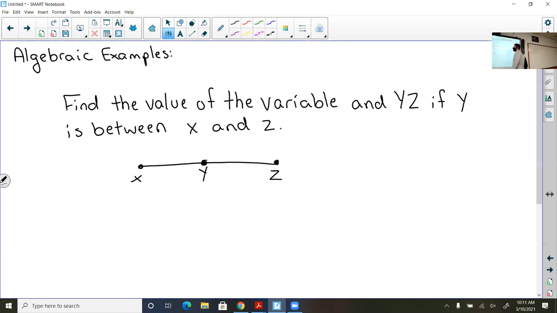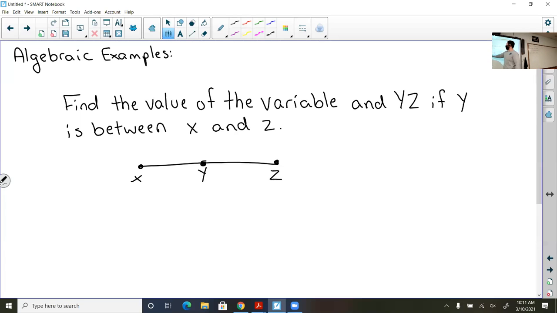So that's just my picture. I put it relatively in the middle because I want to give myself enough space for my labels, but it does not say anywhere in the problem that y is in the middle of x and z. If they did say that, then I'd know that xy and yz were the same value. They'd be congruent to each other, but it doesn't say that.